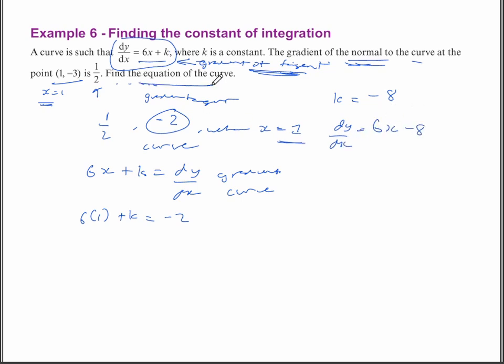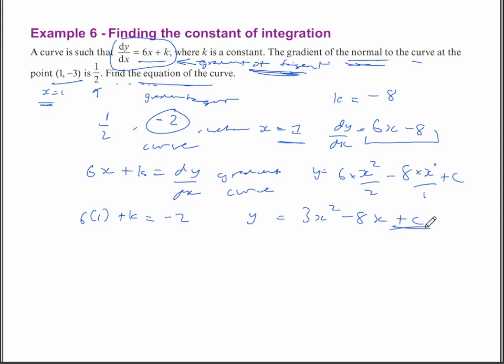And we want to find the equation of the curve. Therefore, we want to find our equation of y. For that, we'll need to integrate our dy over dx. Integrating this will give us 6 times x power 2 over 2 minus 8 times x power 1 over 1 plus c. This will be 3x squared minus 8x plus c. Obviously, y is equal to that.